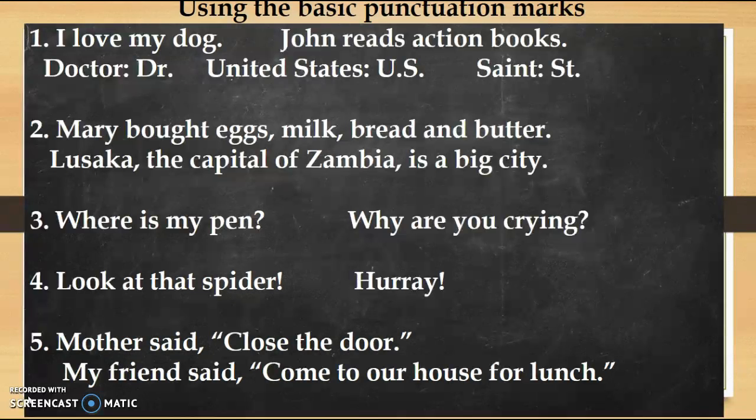And the quotation marks, these are very important. They tell us the actual words of the speaker. For example, mother said, "Close the door." Close the door are the actual words mother said, and we put them in quotation marks. My friend said, "Come to our house for lunch." Quotation marks. And we always have a period at the end.